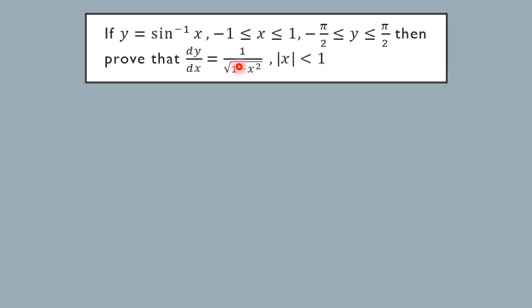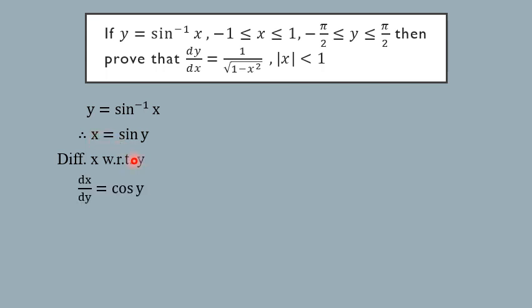So for this to remain a real value, the modulus value of x should be less than 1. Now the proof of this theorem: y is equal to sine inverse x is given, so this can be written as x is equal to sine y. So here x is a function of y. Differentiate x with respect to y, we get dx by dy is equal to the derivative of sine y with respect to y, which is cos y.